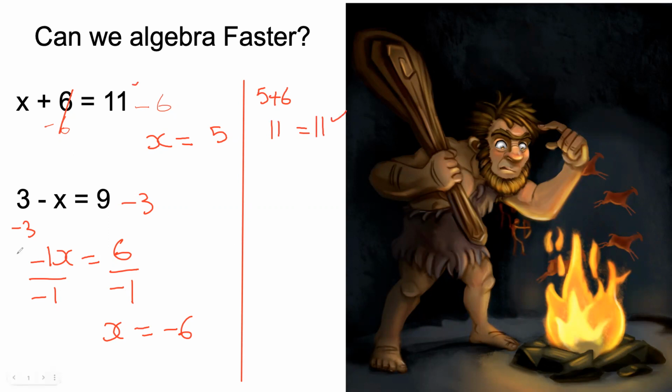How about here, if we sub in the -6 for x, so that becomes 3 minus -6. Does that equal 9? We'll find out. So 3 minus -6 just becomes 3 plus 6, because negative and negative makes it plus, 9. So 9 equals 9. So that's also checked. So that one works correctly.